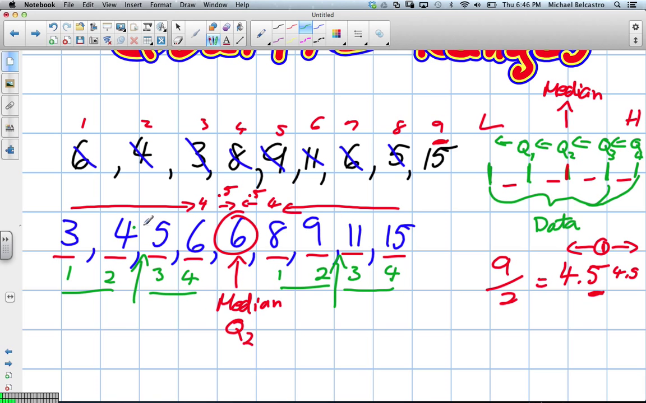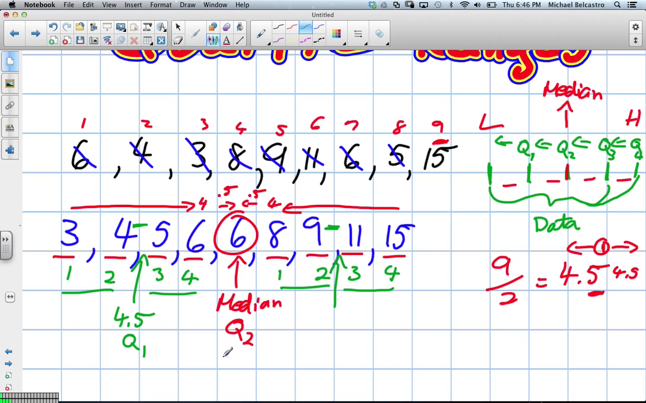So in order to find this, we actually find the average of these two values here, and those will be our number. Now the average, or the number in between 4 and 5, would be considered what? 4.5. So that's going to be our quartile 1. Okay, so 4.5 splits quartile 1.